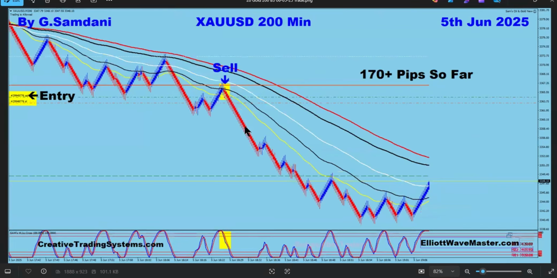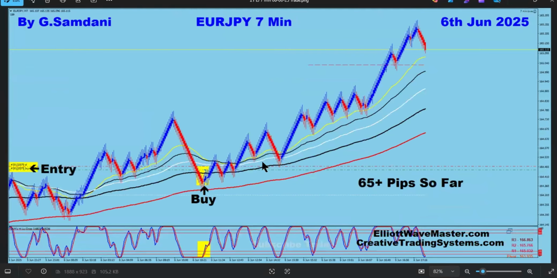And similarly, this is Omer's trade. Well, that was my entry, but I told him that gold is going down. So he took this one, for 170 pips. And this one, you see, like I said, yen was getting weaker, so all yen pairs went up, and this is 65 pips on the 7-minute chart, euro yen.